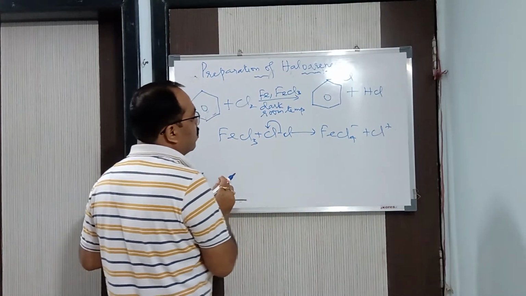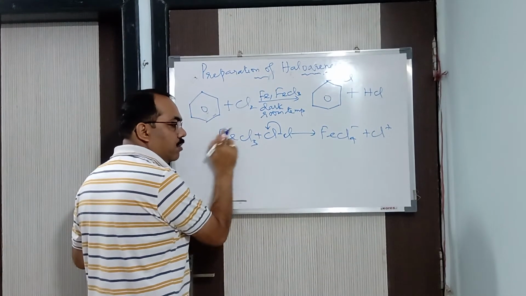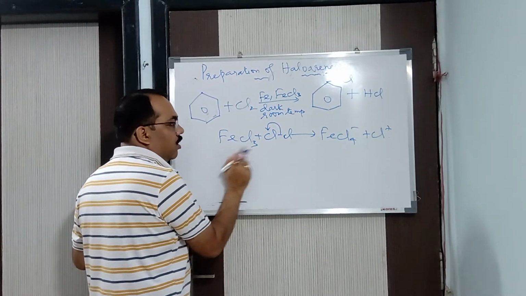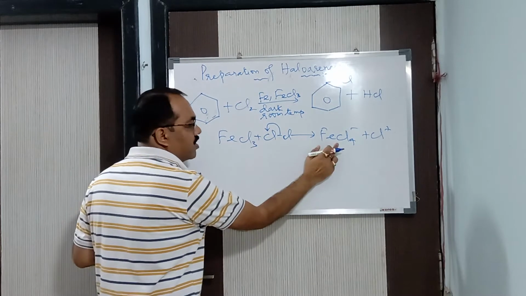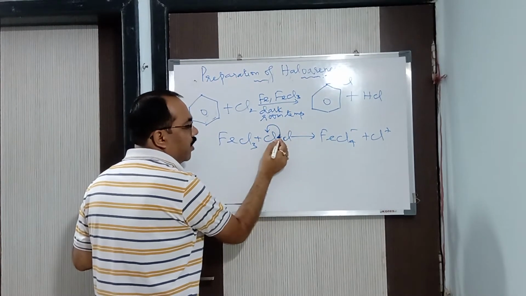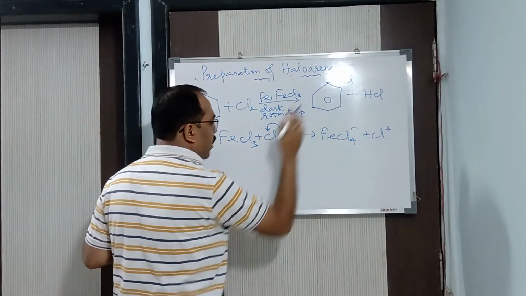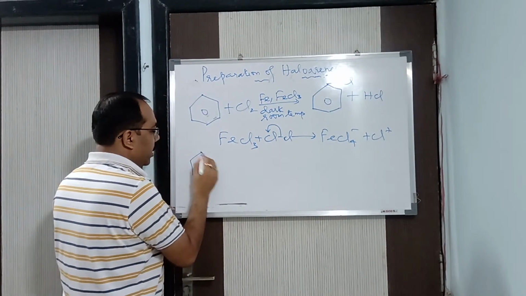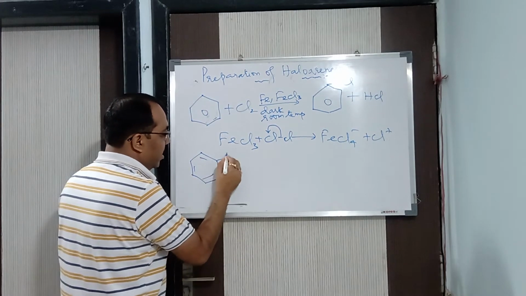Now FeCl3 is a Lewis acid, remember it. It takes a pair of electrons, that is, it takes Cl minus to form FeCl4 minus. And when it does so, it becomes an electrophile, the positively charged Cl plus. Now if you ask me the mechanism, it goes this particular way. We have done it in class 11.